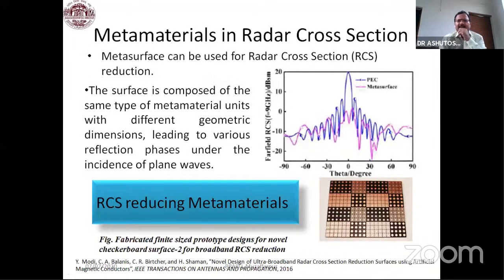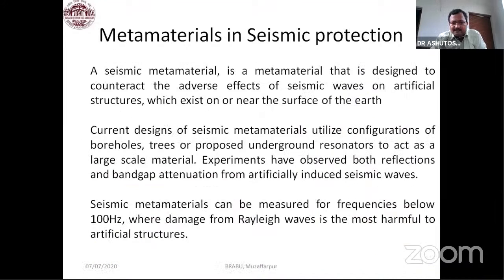Radar cross section. So metamaterials can also be used for radar. Suppose we want to hide our warships in the air from the reach of the radar of the enemy. We can coat the surface of the aircraft with metamaterials, and we can reduce the radar cross section, and we can hide our spacecraft from the enemy's radar.